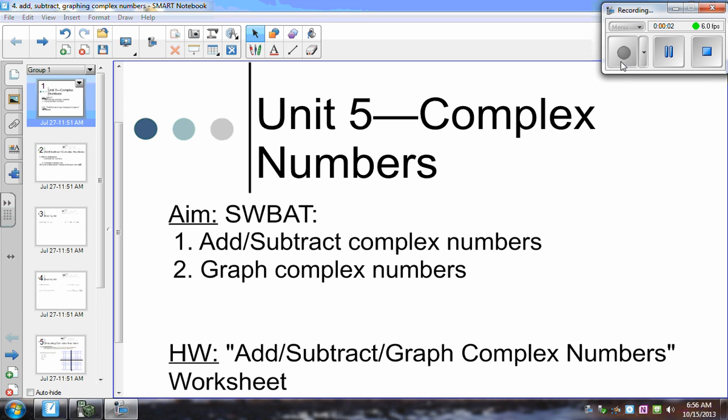Hey guys, continuing on from where we left off today in class, we're going to continue our work with complex numbers. And to finish up basically this entire unit, we're going to look to add and subtract these types of numbers, and we're going to also look to graph complex numbers.